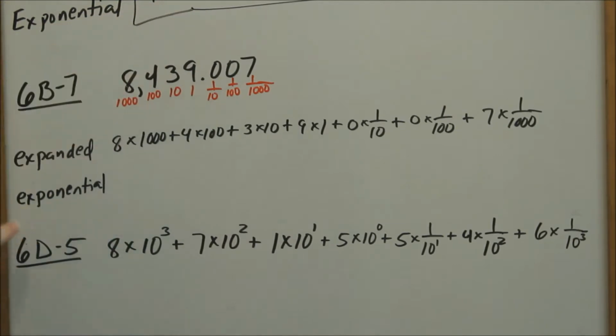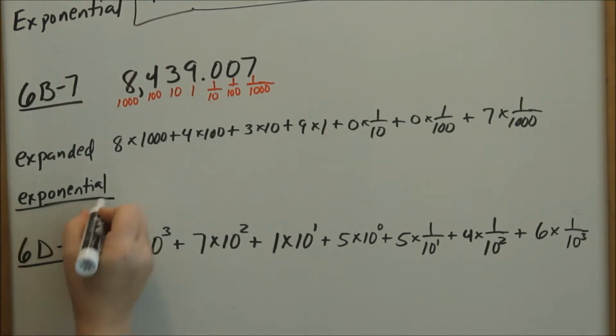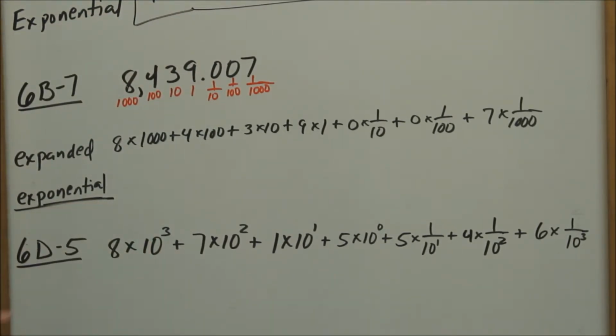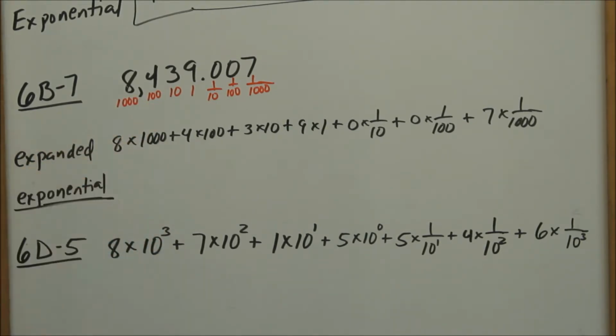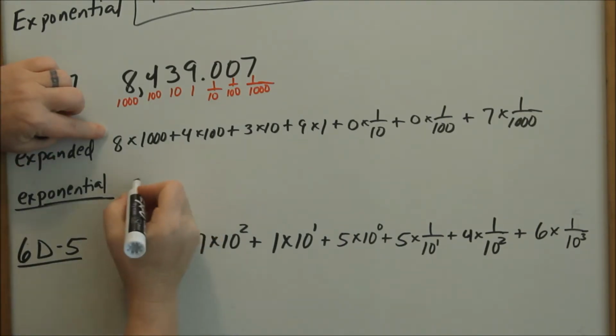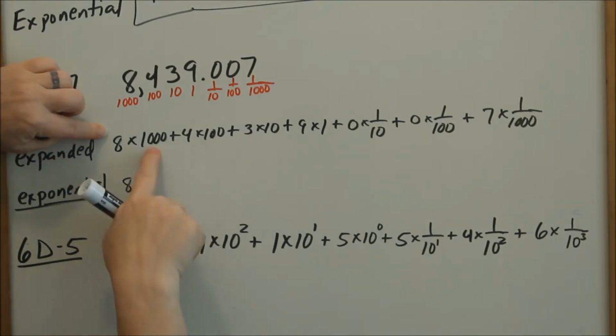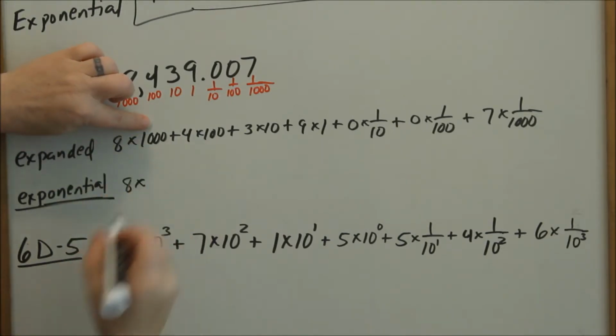The final goal is to actually get it in exponential notation. Once you get practice at this, you can go straight from here to exponential. I'm writing expanded to show you where exponential comes from, okay? Exponential notation means 8 times. We're going to put this in 10 to the something power.